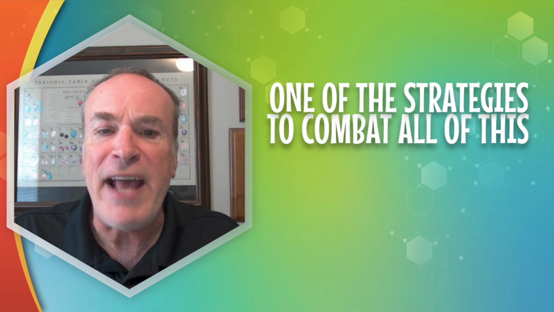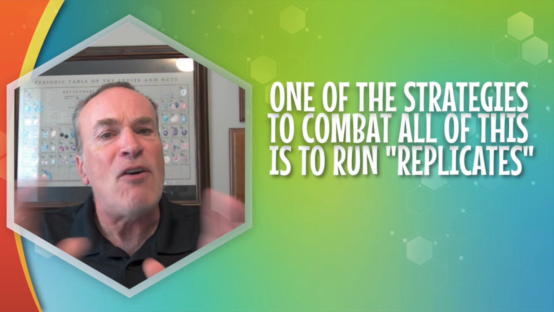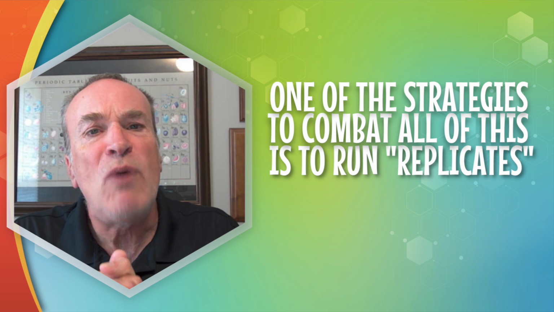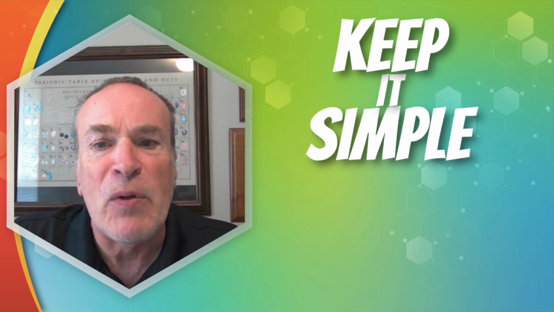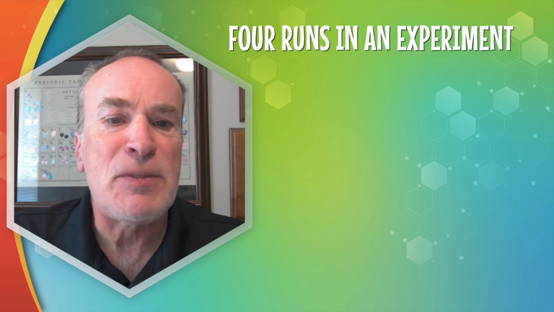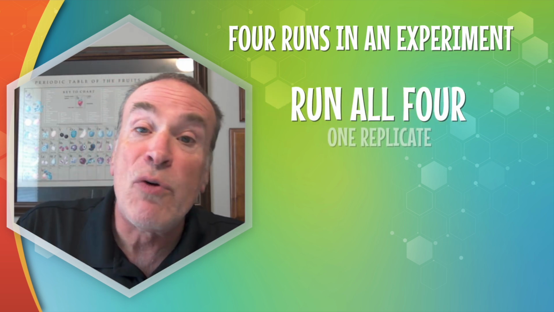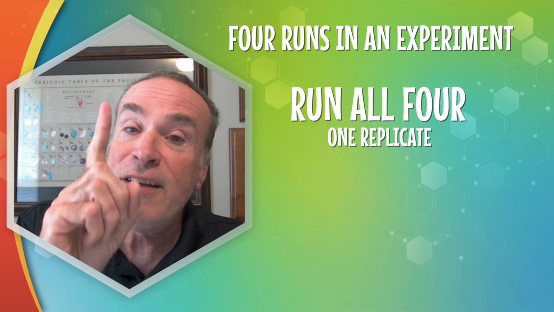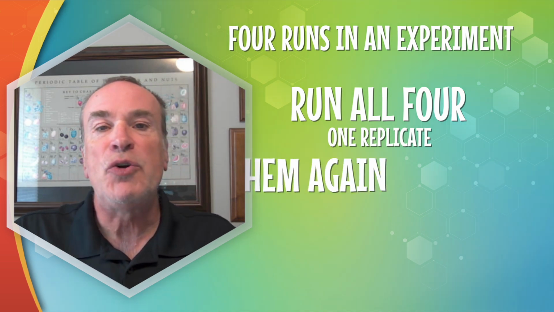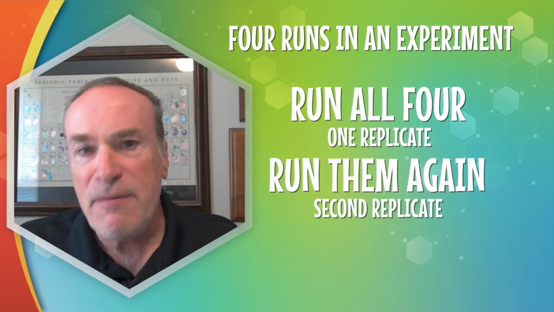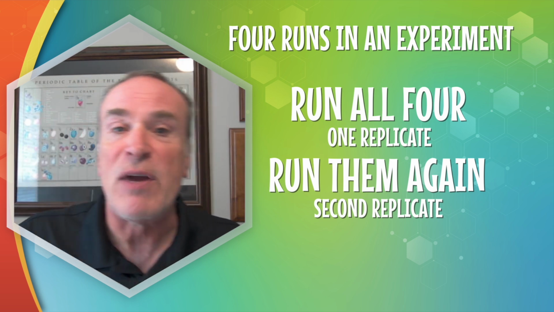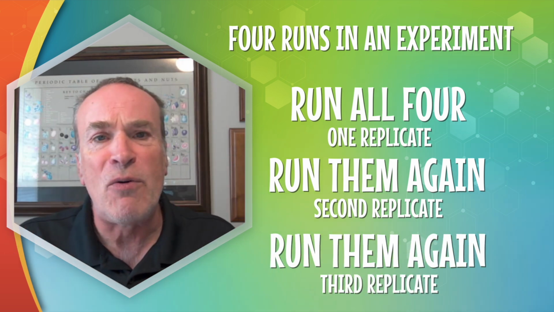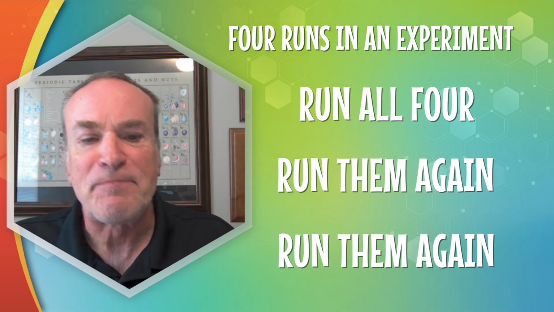So, one of the strategies to combat all of this is to run what we call replicates. To keep it simple, you have 4 runs in an experiment. You run all 4 runs. That's one replicate. You turn around and run those same 4 sets of runs again. That's a second replicate. And if you were to do all 4 again, that would be a third.